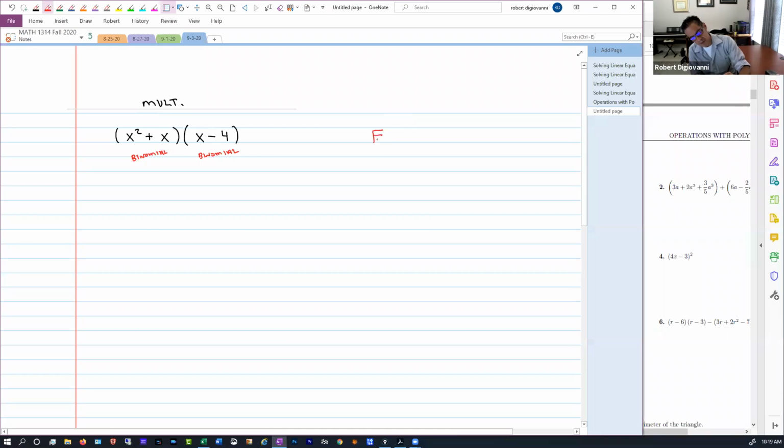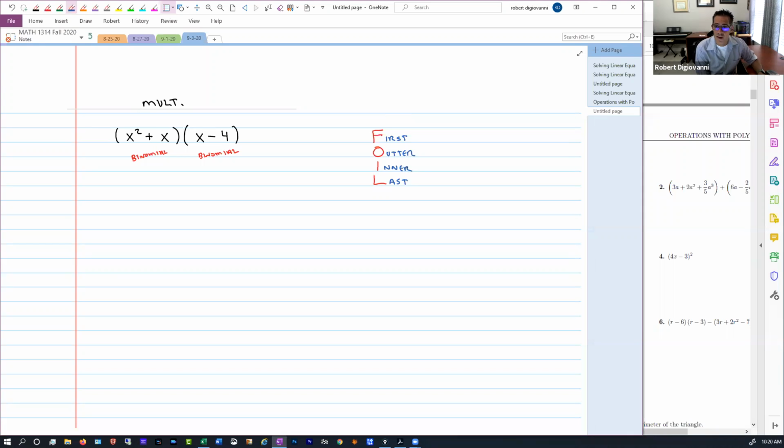Okay, so this is something that is taught. FOIL. And what it stands for is you multiply the first ones together, then you do the outer ones, then you do the inner ones, and then you do the last ones. Most of y'all have seen FOIL before, like it's been taught to you.